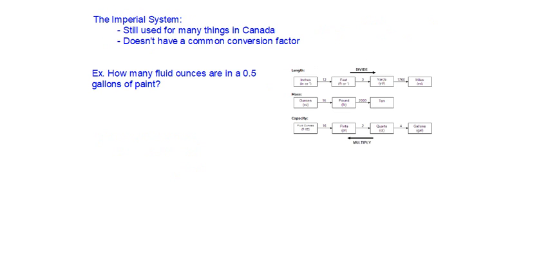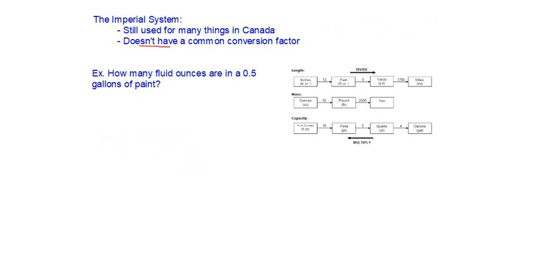Let's move on to the imperial system. As I mentioned, we still use it for a lot of things in Canada. The downside to the imperial system is that it does not use a common conversion factor. So in the metric system, the conversion factor was always some multiple of 10. That's not the case here. And you can see in this table here, for length, it tells us that there are 12 inches in a foot, 3 feet in a yard, and 1,760 yards in a mile.